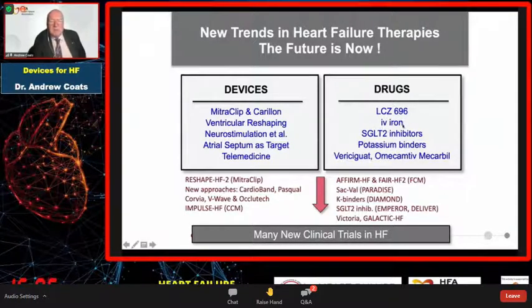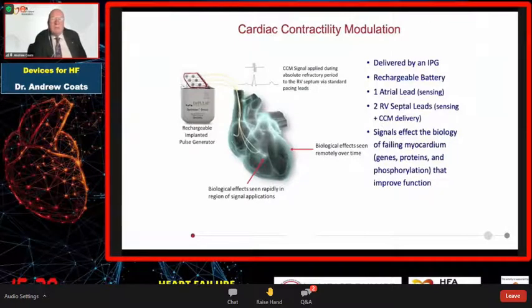sacubitril valsartan, other new agents on the horizon, intravenous iron, vericiguat, omecamtiv mecarbil, of which we have some increasing evidence. But also there's a lot happening in the device field, new devices, MitraClip and Carillon devices for functional or secondary mitral regurgitation, reshaping devices, neurostimulation, and atrial septal decongestion, as well as telemedical devices. I won't have a chance to go through all of those, but give you some idea.